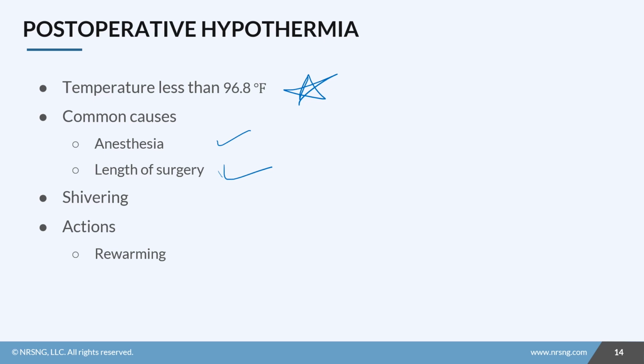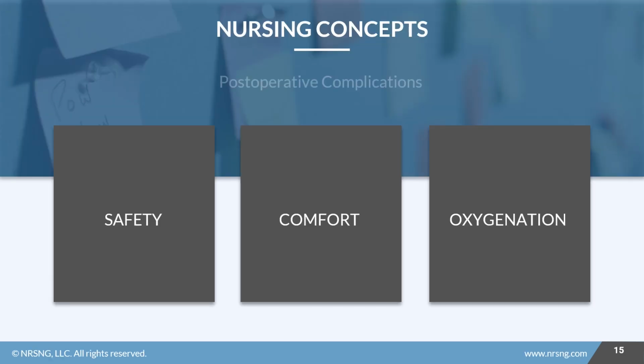And the actions that we use to treat this in our patients is by rewarming the patients with blankets and warming units. Be sure to check out our lesson on intraoperative complications where you can learn even more about perioperative hypothermia. Okay, guys, so what nursing concepts can we apply to postoperative complications? Obviously, our goal is to always keep our patients safe, and with oxygenation, it is extremely important. Pain control is a huge concern in the postoperative period and something that we focus on to keep our patients comfortable.